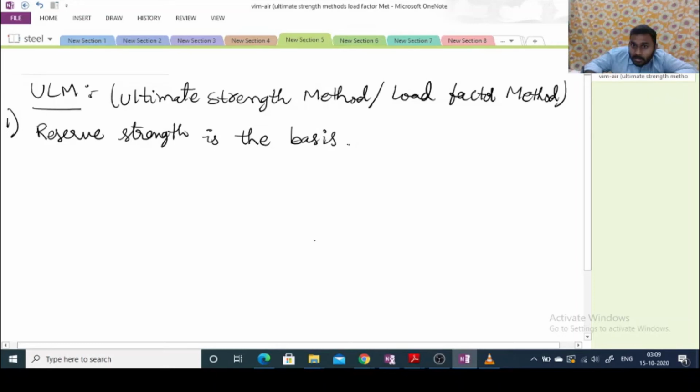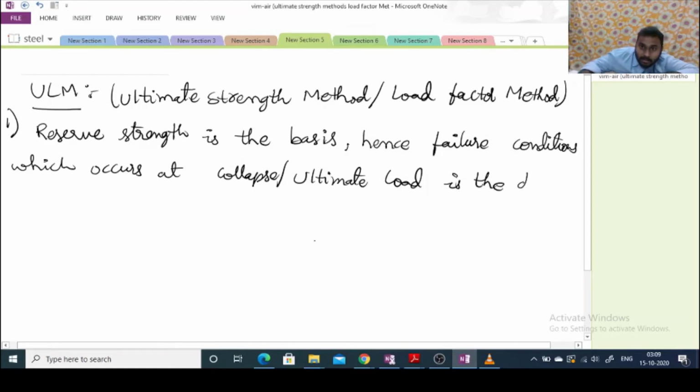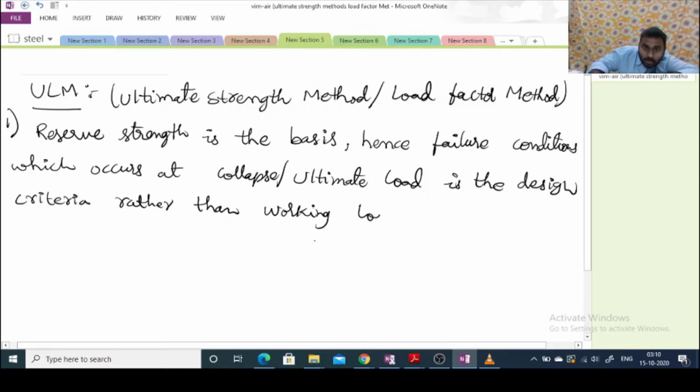Hence, failure conditions which occur at collapse or ultimate load is the design criteria rather than working load conditions. Is that okay? So reserve strength is the basis for this ultimate load method. Hence failure conditions which occur at collapse or ultimate load is the design criteria.